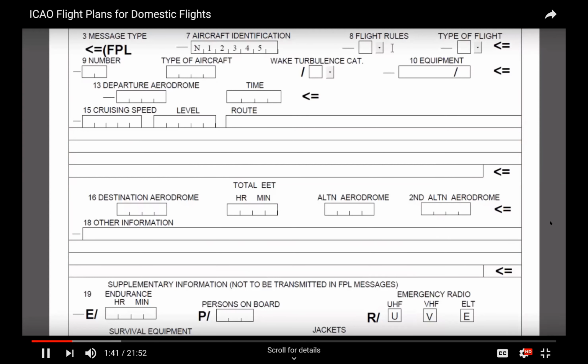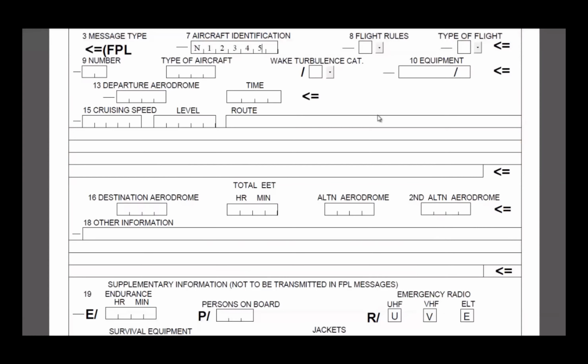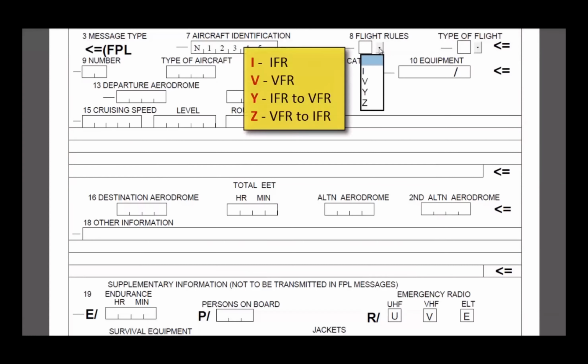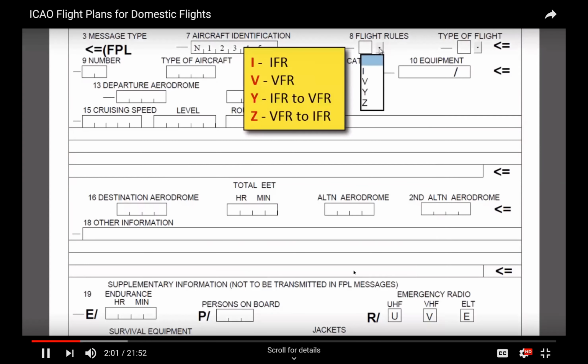The second box here is the flight rules. This is where you're going to file whether you are a VFR or an IFR flight. Now there's different sections here. If you look at the drop-down menu, we have I, V, Y, and Z. I is for IFR flights. V is for VFR flights. The other ones are for composite flight plans, or the composite flight plan starting off.